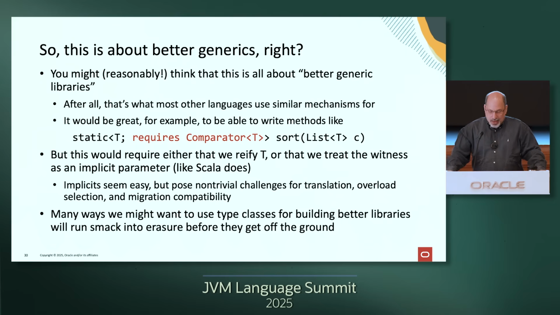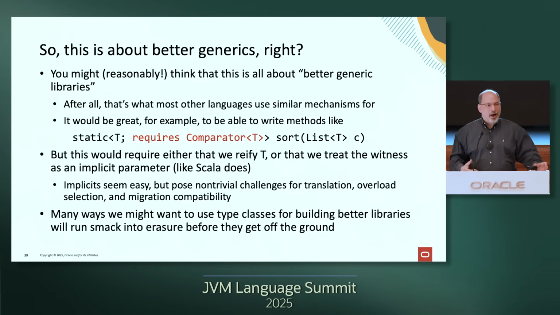And yes, it would be great to be able to use this to write better generics, like the sort method is generic in T, and it requires a witness to comparator of T, and have the runtime automatically provide that witness. And unfortunately, it's not a great fit for the generics we have, because in order to be able to do that, we need one of two things. We either need reified generics, so that when we actually get into the implementation of the sort method, it can say, now give me the witness to the whatever T you've passed me.